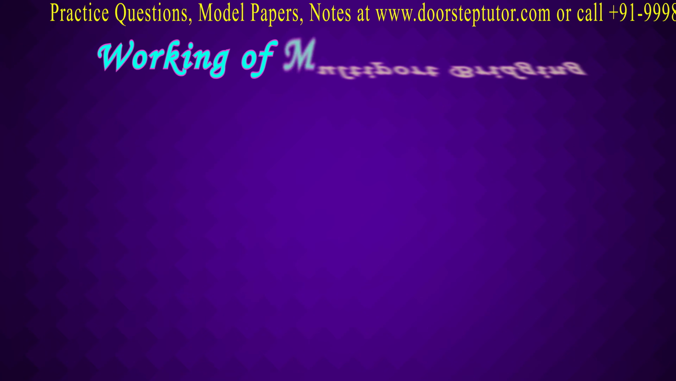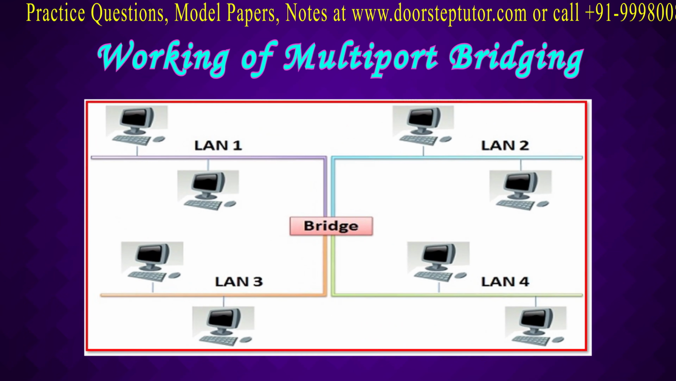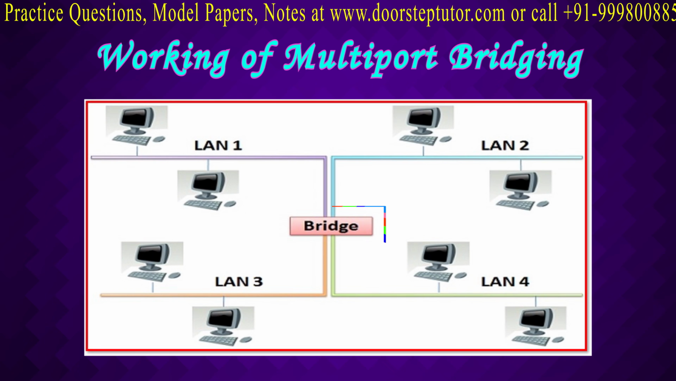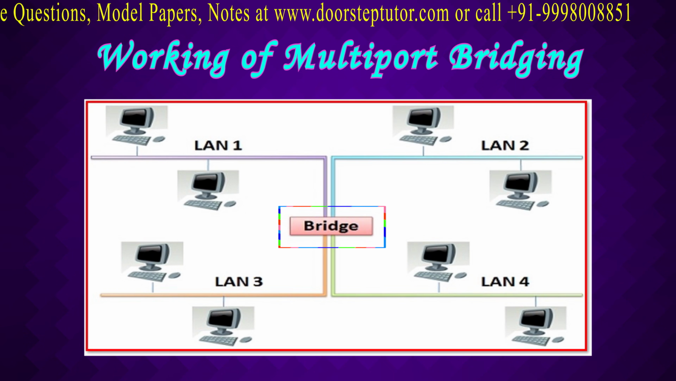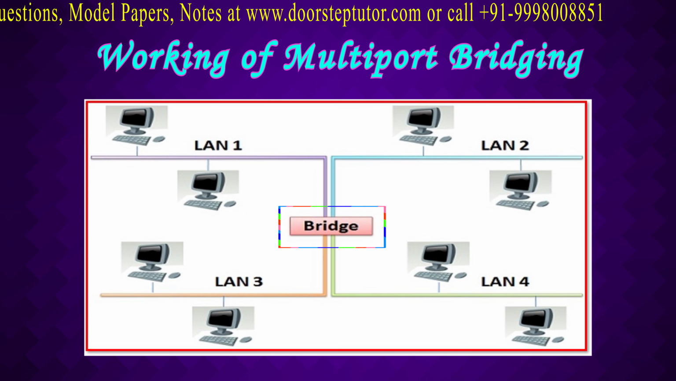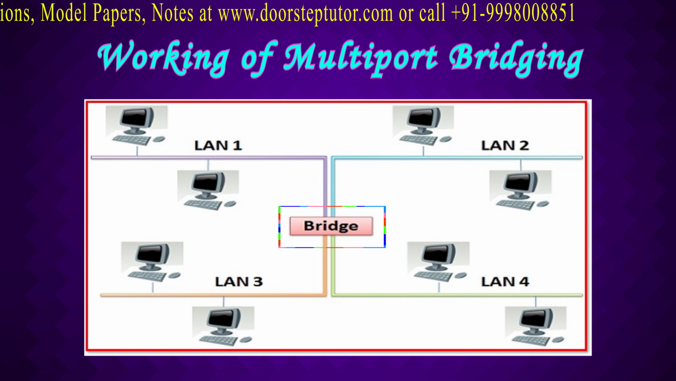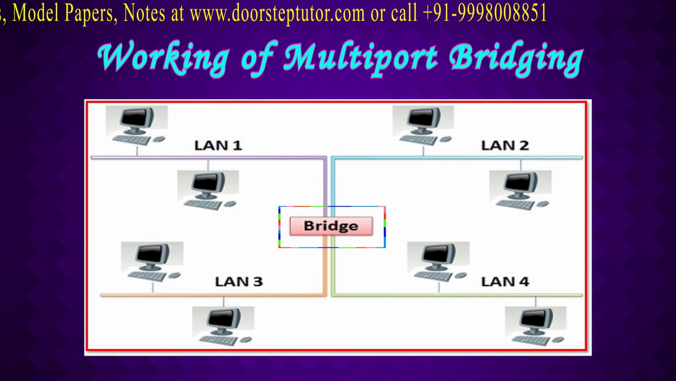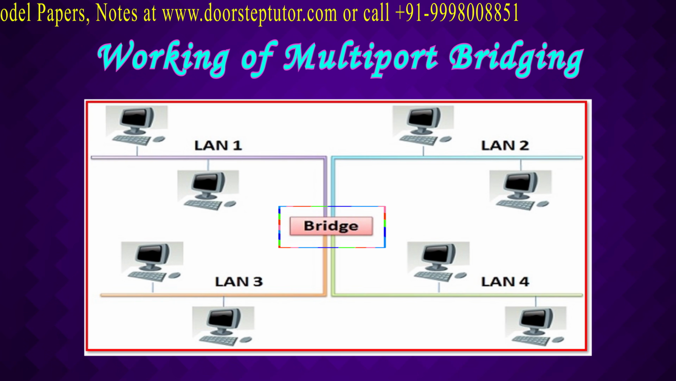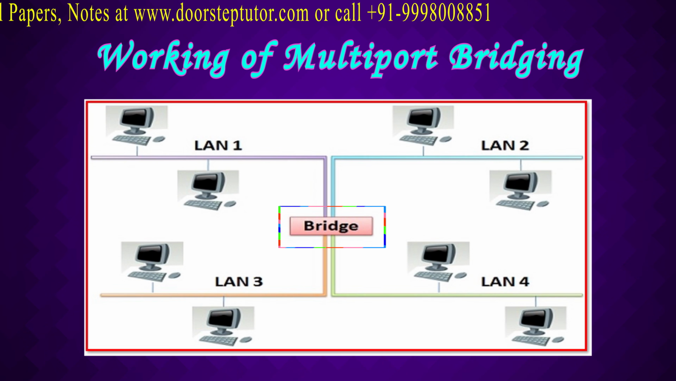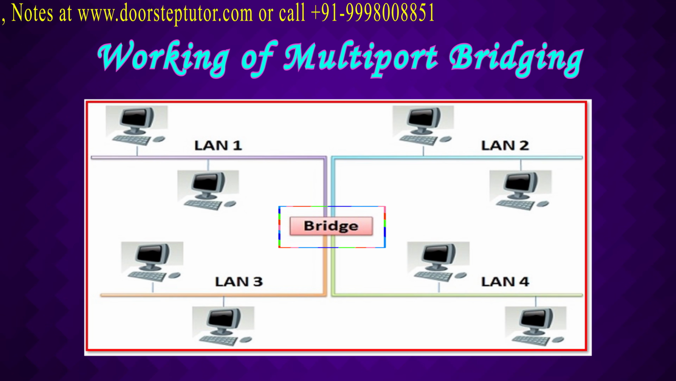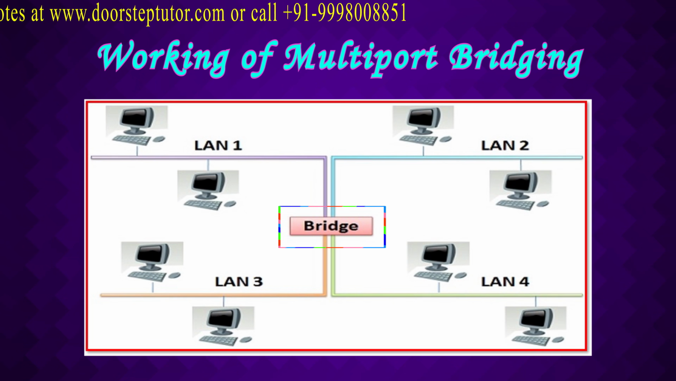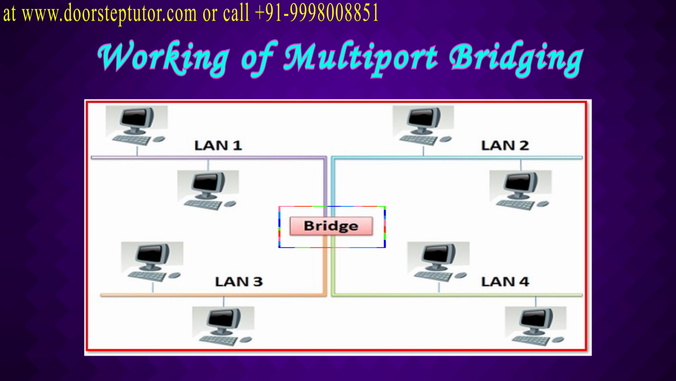In the next slide, we have an example where centrally we have one bridge which is further connecting to four local area networks: LAN 1, 2, 3 and 4. Under local area network 1 we can have multiple workstations, and under 2 also we can have multiple systems. So ultimately we have a collection of LANs and a collection of workstations. This is the working of multiport bridging.